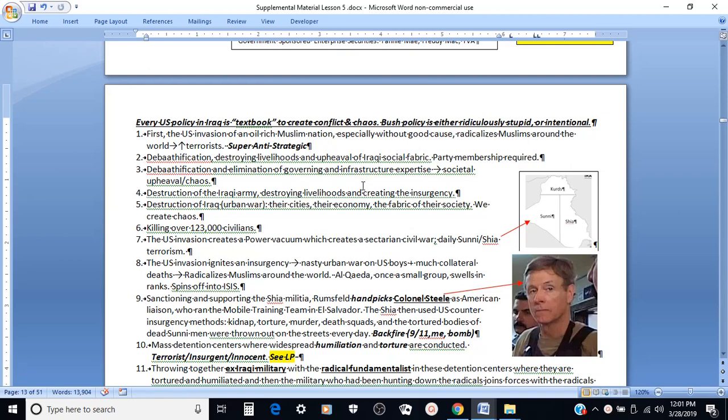Then you dismantle the army. You totally destroy the army. You're destroying their careers, their livelihoods, their pensions, right? And these guys, of course it's going to piss these guys off. They still have access to their weapons. So they go get their weapons and they start fighting. This was the start of the insurgency, right?